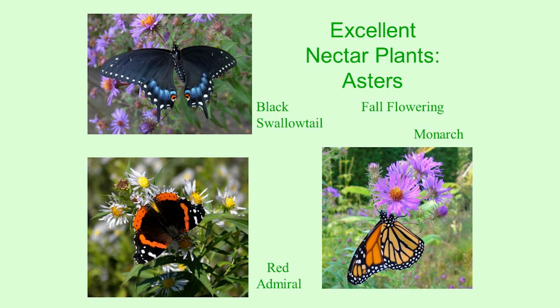Now we come to the fall. So for the fall, you want to plant asters and goldenrods. And asters are really very beautiful. And the monarchs really need the asters in the fall to fatten up for migration, for overwintering in Mexico. So asters are very important nectar plants in the fall. And they're very pretty. And lots of butterflies use them.